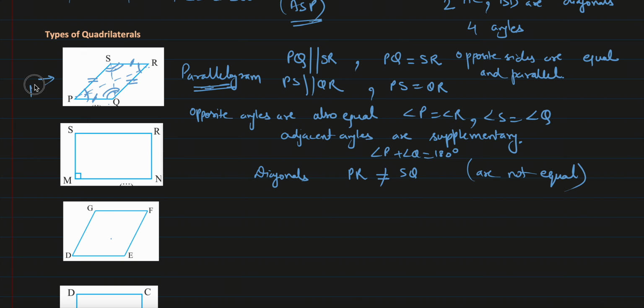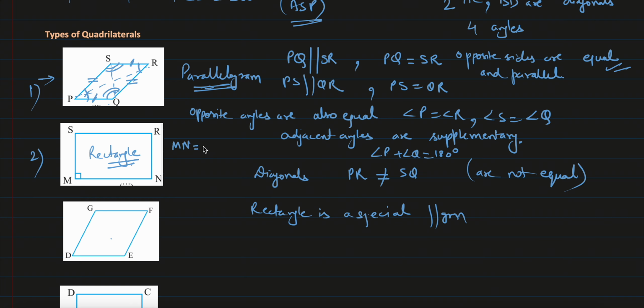Now comes the second figure. The second one is the rectangle. A rectangle is a special parallelogram. Parallelogram short form I'll write like this, GM, in which again the same thing, opposite sides equal. So I will write it over here that MN equals SR, SM equals RN. Opposite sides equal, opposite sides parallel also. Because it's a parallelogram, all properties of parallelogram will be there.